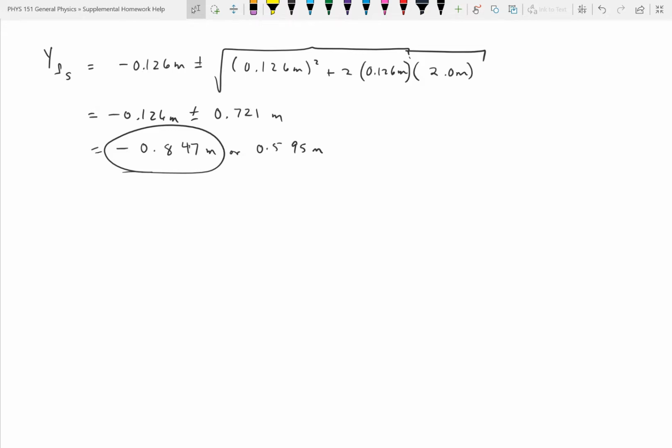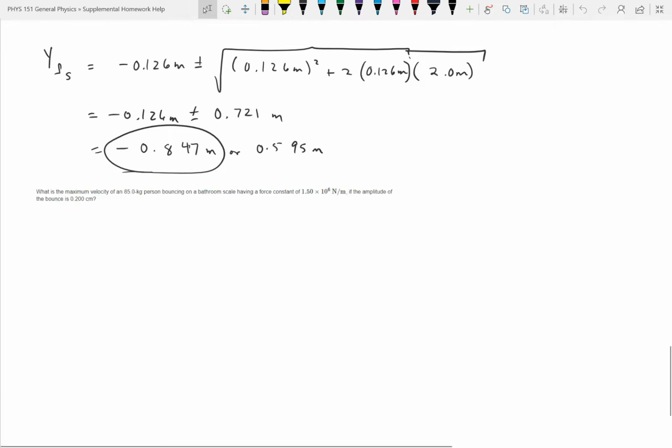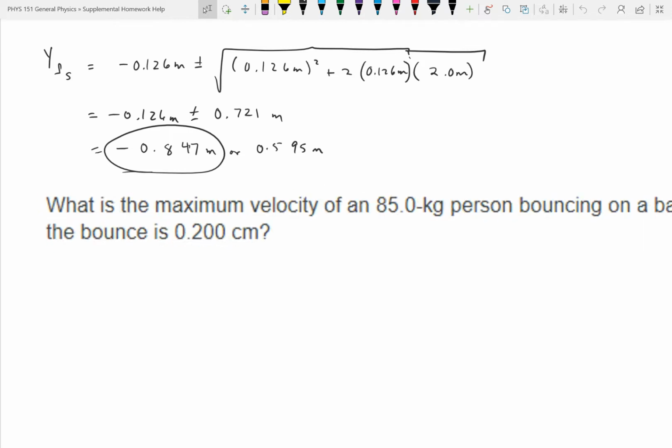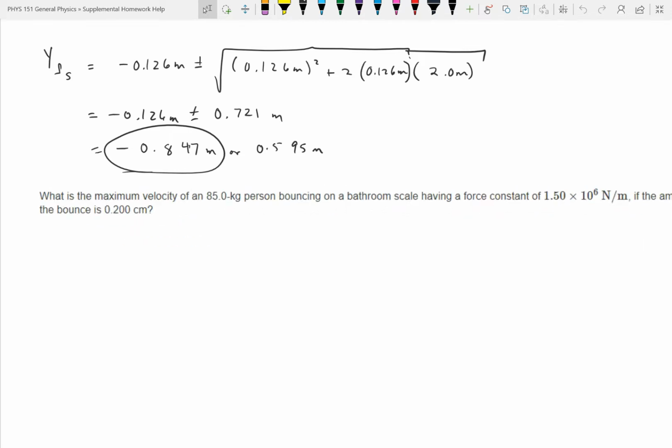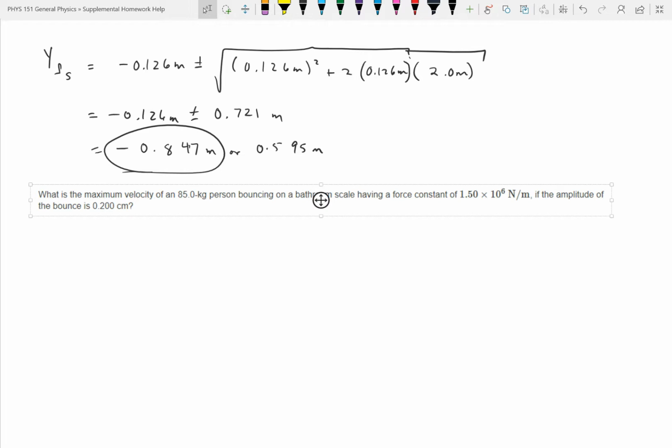Okay, what is the maximum velocity of an 85.0 kilogram person bouncing on a bathroom scale having a force constant of 1.50 times 10 to the 6 newtons per meter if the amplitude of the bounce is 0.200 centimeters? All right, how should we approach this?